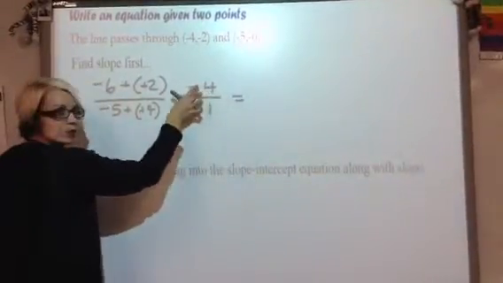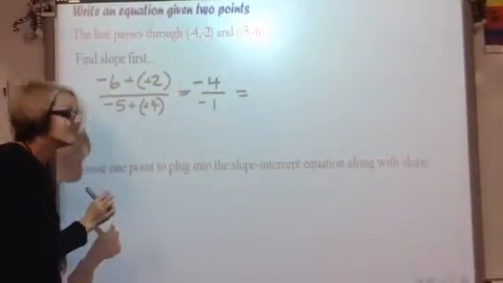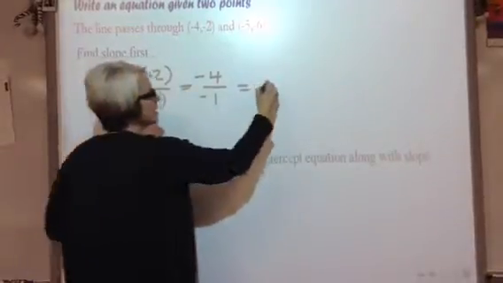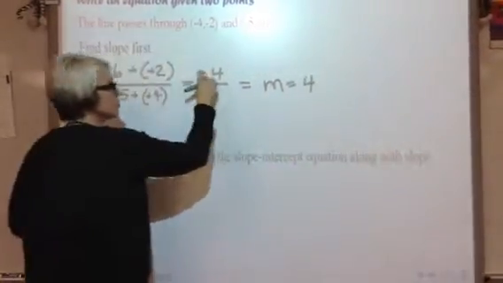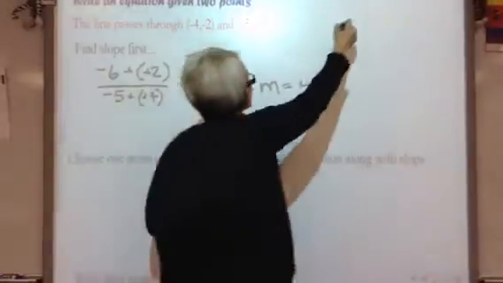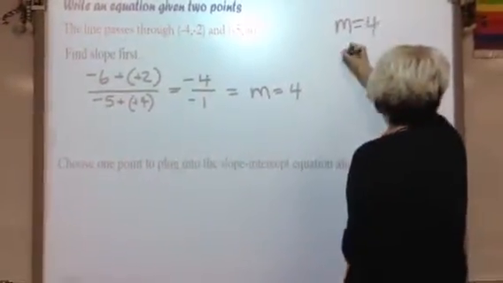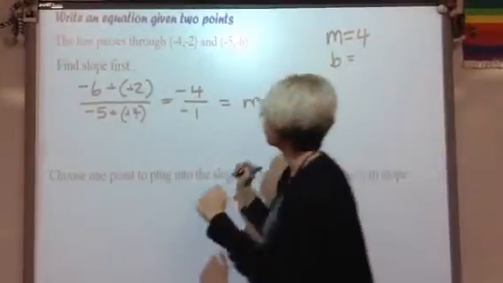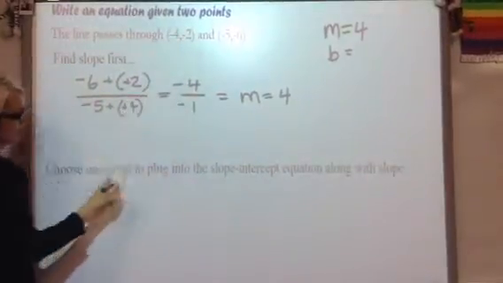Do you remember what happens when we have a negative over negative? We had that on a quiz, and some of us were confused what would happen here. This is m equals positive 4 because 2 negatives make a positive. So since I have my slope, I need to now find my b. And I'm going to choose either one. So let's choose this first one.